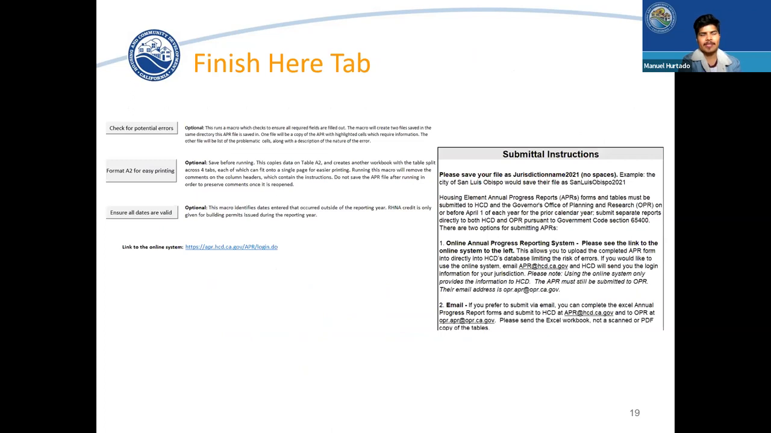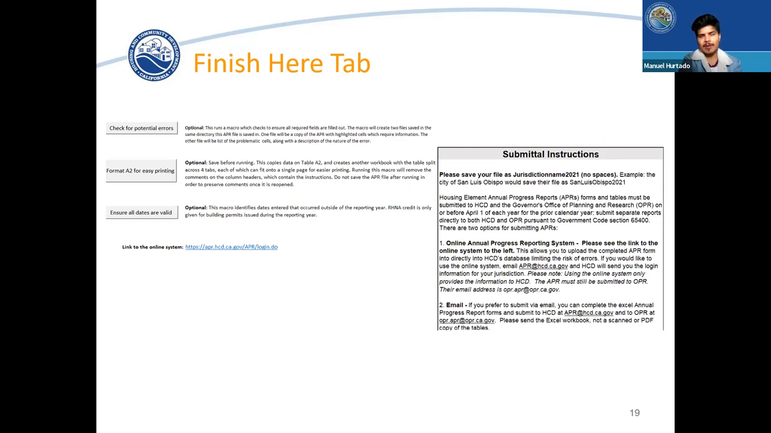The Finish Year tab contains several additional tools that may assist you in completing the APR form. The first tool is a validator, which will run a check of all the required information. The validator will create two files. One file is a copy of the APR form with problematic cells highlighted. The second will be a list of the problematic cells with the exact cell number with the error.